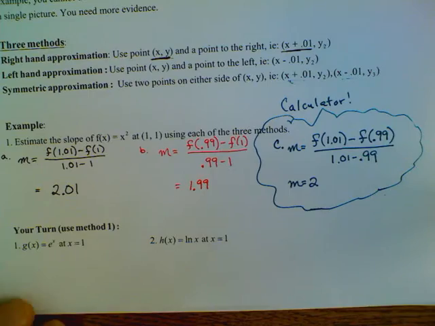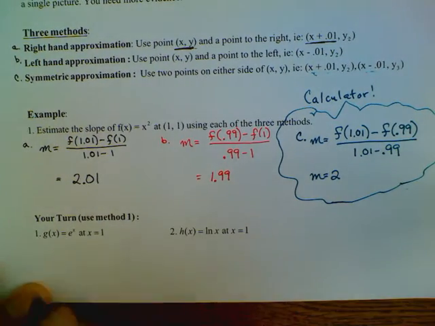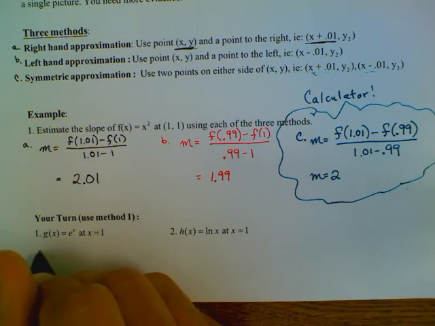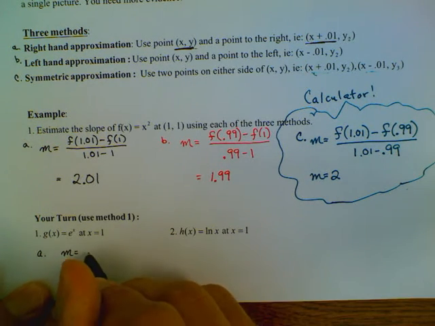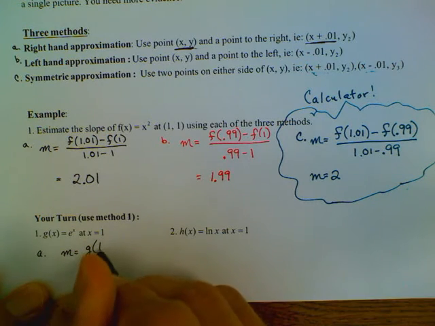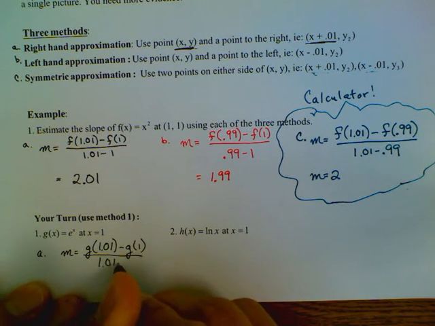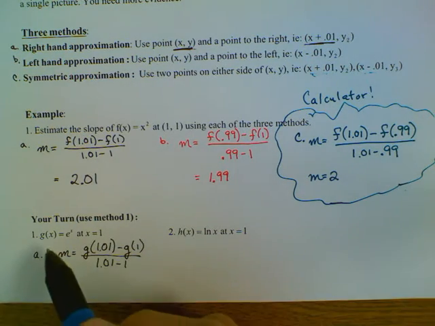Okay, so it's your turn. And it says to use method 1, in other words, method A, if you want to call it that. So we have a funky looking function, but it really doesn't matter what function we use. So we're going to just say the slope equals g at 1.01 minus g at 1 all over 1.01 minus 1. Now some of you are saying, well, where did function f go? Well, there is no function f. It's named g this time.